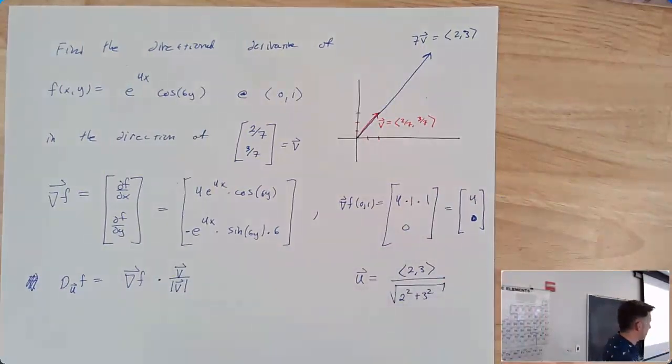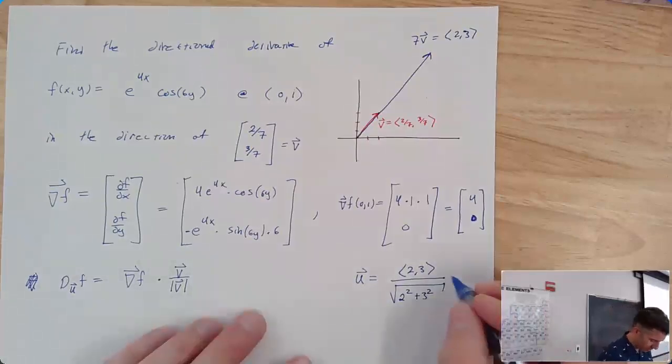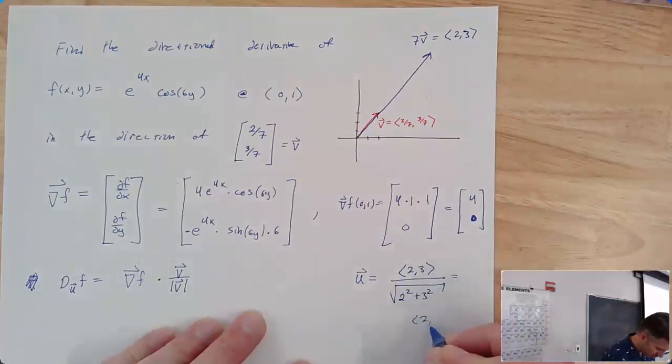And I highly recommend doing this in general. If you have some vector that's got terrible fractions as its components and you want to normalize it, just make it a nicer vector first by multiplying it by whatever non-zero number you like, and then normalize that. So here we end up getting the vector 2, 3 over the square root of 13.